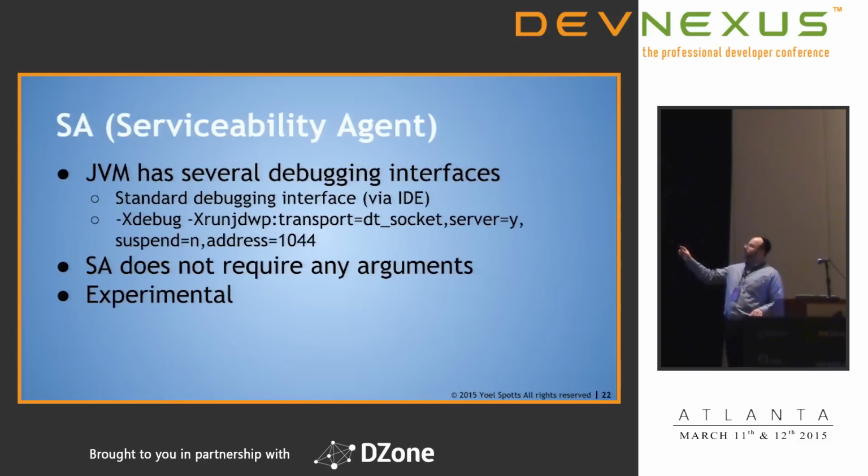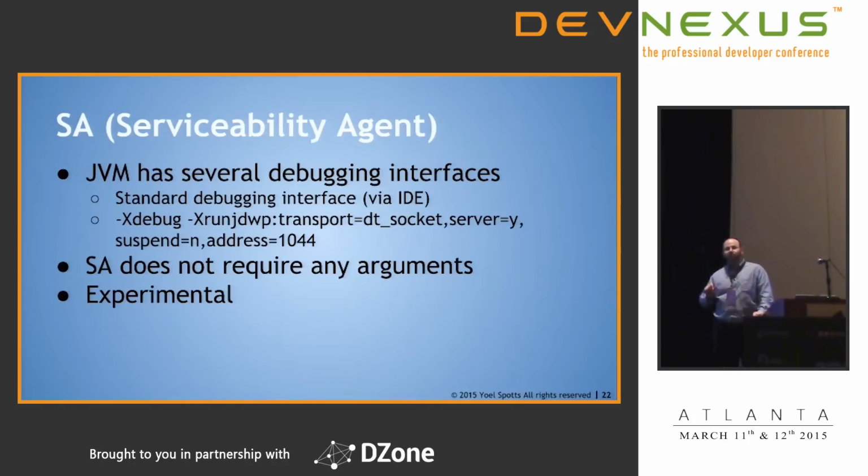Now, just to distinguish the serviceability agent from regular debugging: if you've ever started your application in a debugger in the IDE, or tried to connect to it, you've had to put some command line arguments there in order to be able to connect. That is the standard way of attaching a debugger. The serviceability agent is considered experimental. It does not require any arguments.